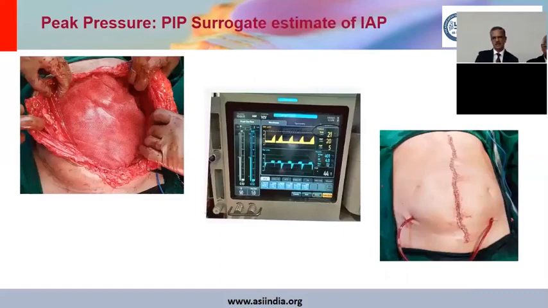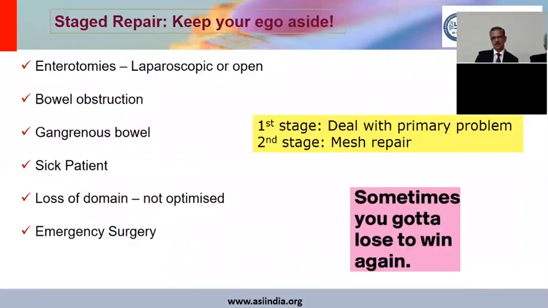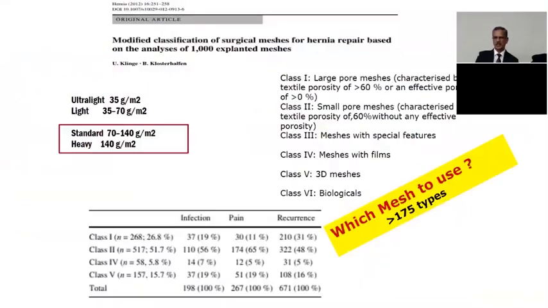At the end of the surgery, it's very important to see that there is no intra-abdominal compartment syndrome or tension. For that, peak pressure is a good surrogate estimation of intra-abdominal pressure. You can ask the anesthetist to see that peak pressure is not very high. Ladies and gentlemen, this may not be possible in all our cases. Sometimes we may have to back out and do staged repairs, especially when there are bad enterotomies or bowel obstructions, gangrenous bowel, a sick patient, or loss of domain where you have not optimized these patients, or there is an emergency surgery. Best is to deal with the primary problem in the first stage and do the second stage after 6 months or so, a good proper mesh repair with a component separation technique.